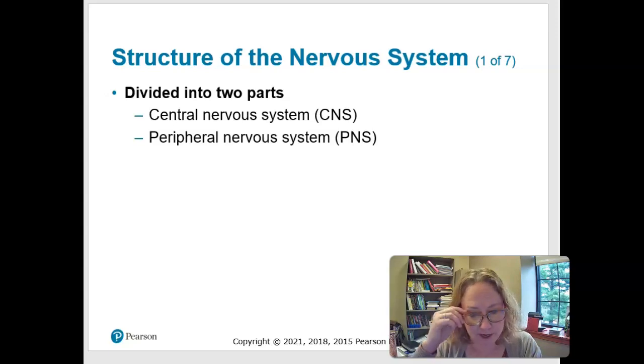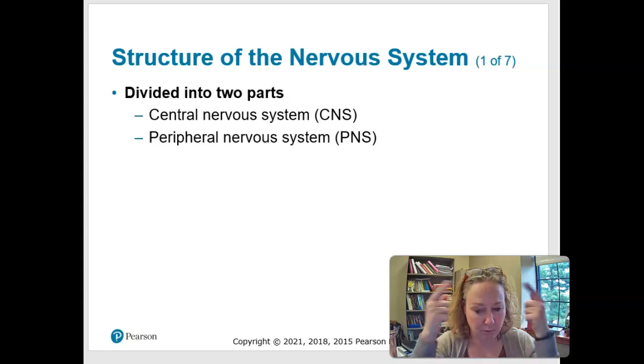Hello, microbiology friends. Okay, let's talk about the central nervous system and the peripheral nervous system, just so that we're all on the same page. Your central nervous system is your brain and your spinal cord. It's the processor of the information.